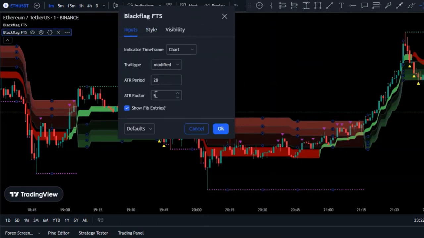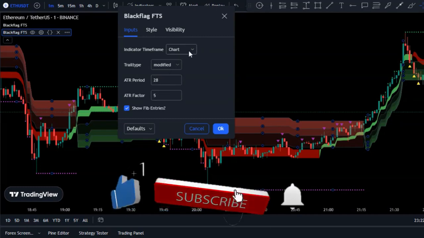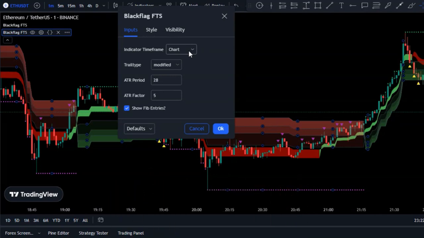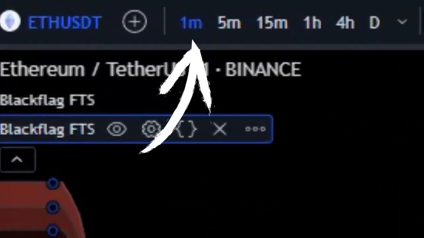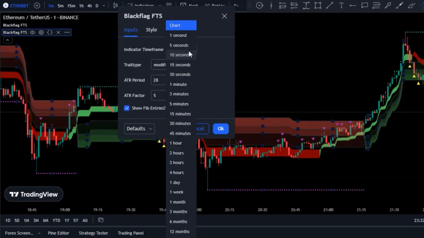There's no need to change the parameters related to the ATR, but you have to set the time frame of this indicator based on the time frame you wish to trade. You have to set the time frame of this indicator 1 or 2 time frames higher than the trading time frame. For example, now my trading time frame is 1 minute, so I should set the indicator time frame to 5 or 15 minutes, which I choose the 15 minutes time frame.